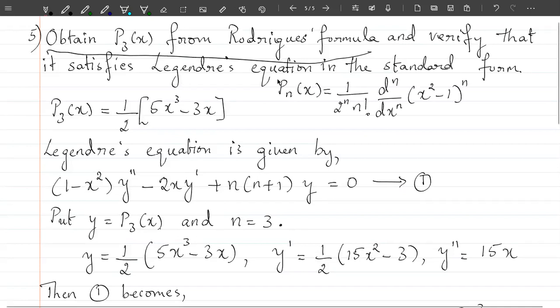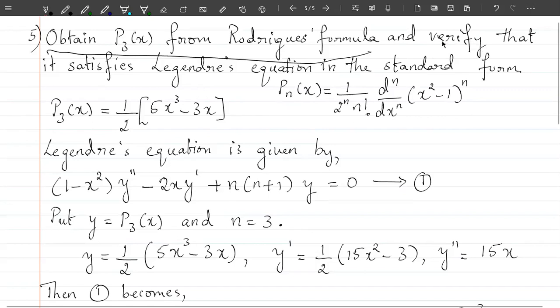So now using this formula, you have to find the value of P3 of x. I'm not going to do that because we have learnt it already in the last videos. So use the Rodrigues formula and calculate the value of P3 of x. And now we know the value of P3 of x. P3 of x is equal to 1 by 2 into 5x cube minus 3x. That's the first part of the question.